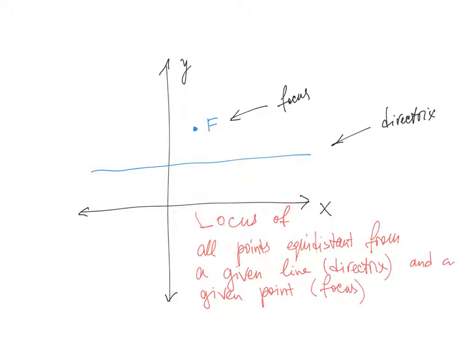Okay, let's try to find these points visually. So one point equidistant from focus and line would be clearly right between them. But then if you try to look to the right, for instance, we cannot have a point here, it's too close to the line. This would be too close to the point, but somewhere between them.